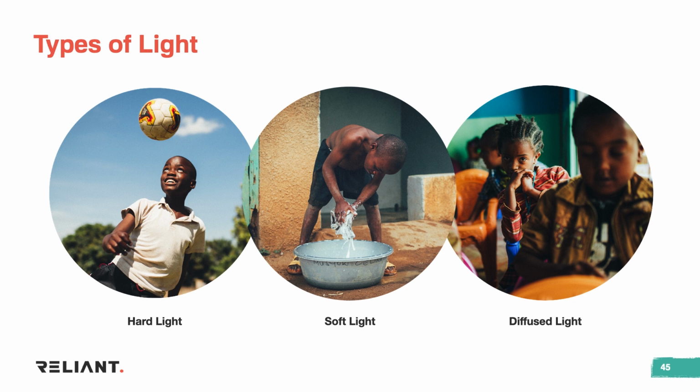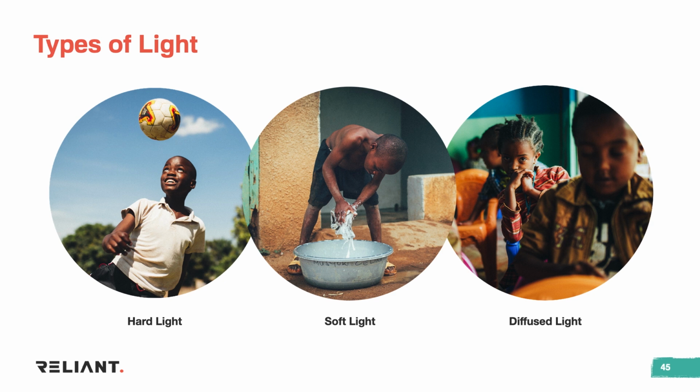So diffused light is simply hard light that has passed through some obstruction. So for example, in this image of the girl in class, the light has passed through a window. Window light indoors is great light to work with. So that window is serving as a diffused element or diffusion. So anytime you're taking pictures indoors, look for a window. It's going to serve as a great source of diffused light.